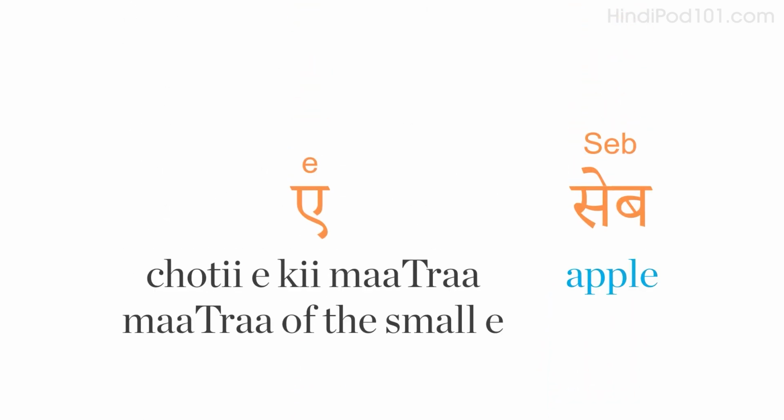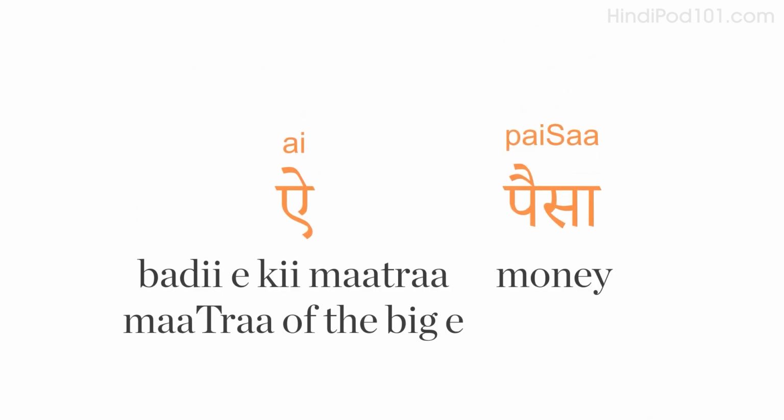Now let's take apple, Seb. The matra above the letter S is called the choti A ki matra or matra of the small A. This matra changes S to Se. Let's now take the word for money. Money, paisa. The matra above the letter P is called the badi A ki matra or matra of the big A. This changes P to Pa.